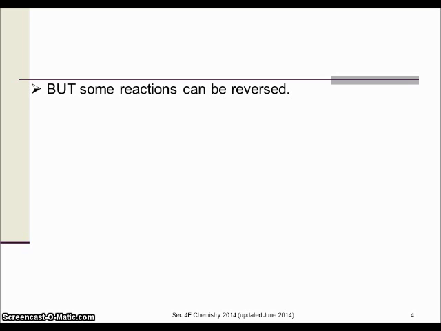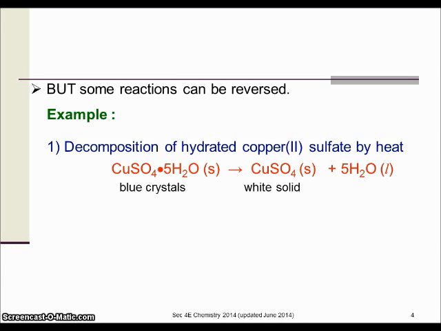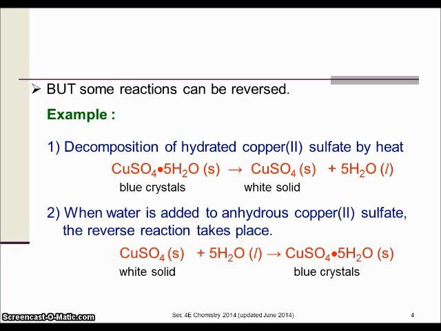Now, however, some reactions can be reversed. Some of the examples include the decomposition of hydrated copper(II) sulfate by heat. When blue crystals of hydrated copper(II) sulfate are heated, a white solid of copper(II) sulfate is obtained at the end of the reaction. When water is added to the anhydrous copper(II) sulfate, the reverse reaction takes place. The white solid of copper(II) sulfate will react with the water to form back your hydrated copper(II) sulfate.